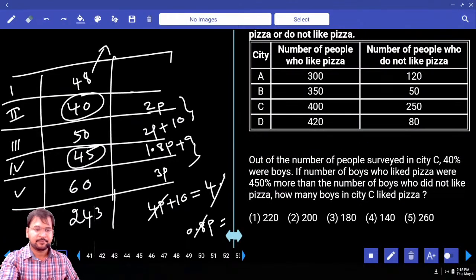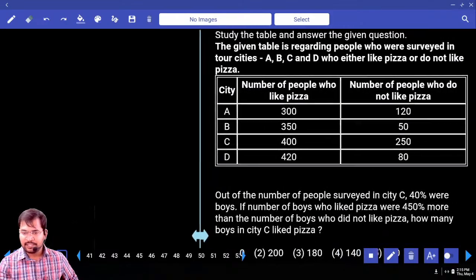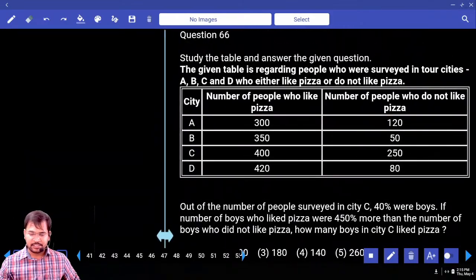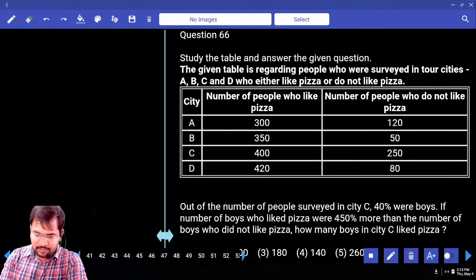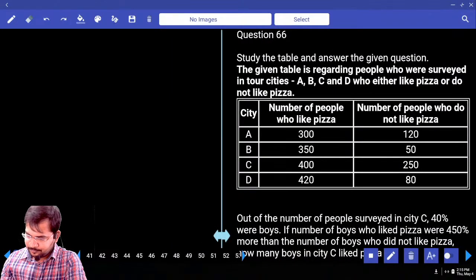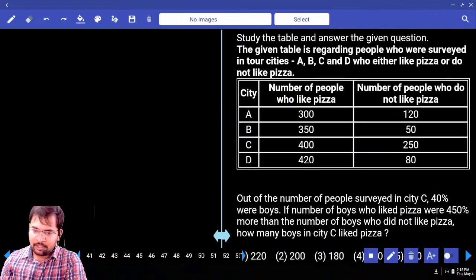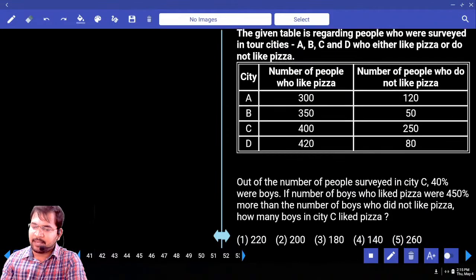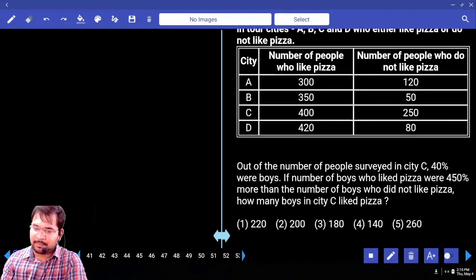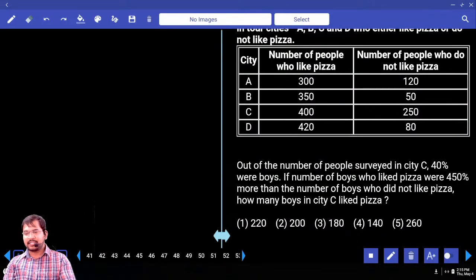Next question. Question numbers 66 to 70. See what they have given here. Direct data they have given. The given table is regarding people who are surveyed in 4 cities A, B, C, D, who either like pizza or do not like pizza. Like pizza plus do not like pizza, if you add, then you will get the total. All of you clear?